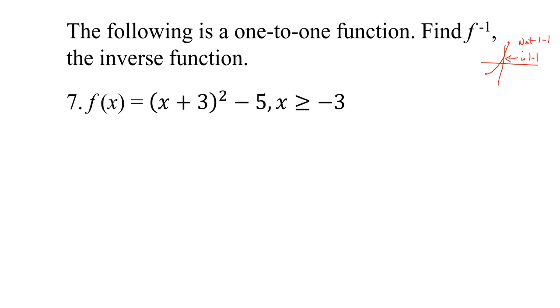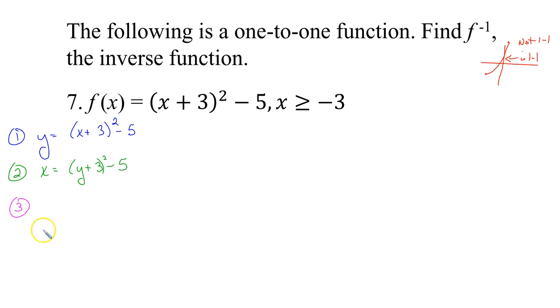All right, so same 4-step process. Step number 1, we replace f of x with y. You do not have to write that restricted domain when you do this. This is just, like I said, for informational purposes, we do not need to rewrite this. The second step in this process is to exchange your x's and y's. So I have x is equal to (y plus 3) squared minus 5. And then the next step in this process is to solve for y.